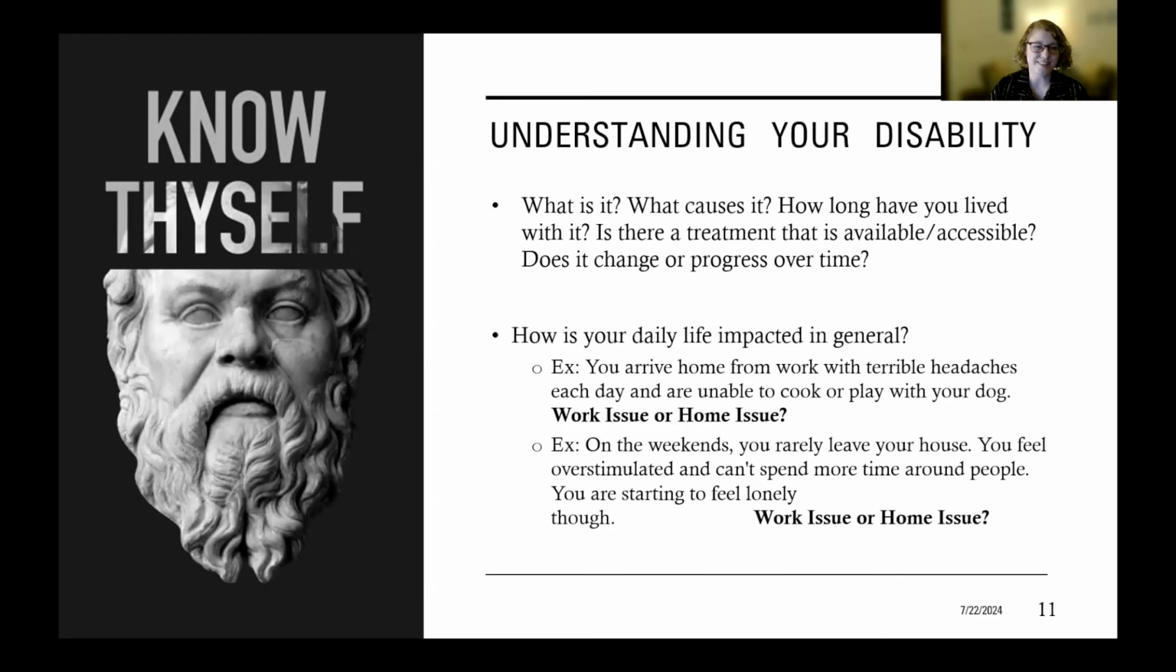There's an example on the slide that says, you arrive home every day from work with terrible headaches that keep you from cooking or playing with your dog. If you think about something like that, the problem you're having is happening at home. You get home from your work day, you have a terrible headache, it impacts the things you want to do at home. But if those headaches are a result of, let's say, fluorescent overhead lighting at work, it might be a reasonable accommodation to ask that the lighting be adjusted for you so that you do not have terrible headaches every day.